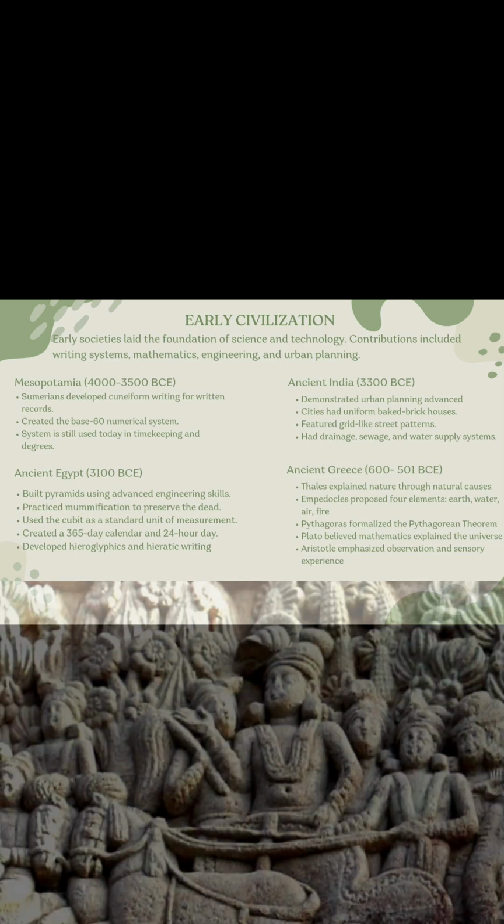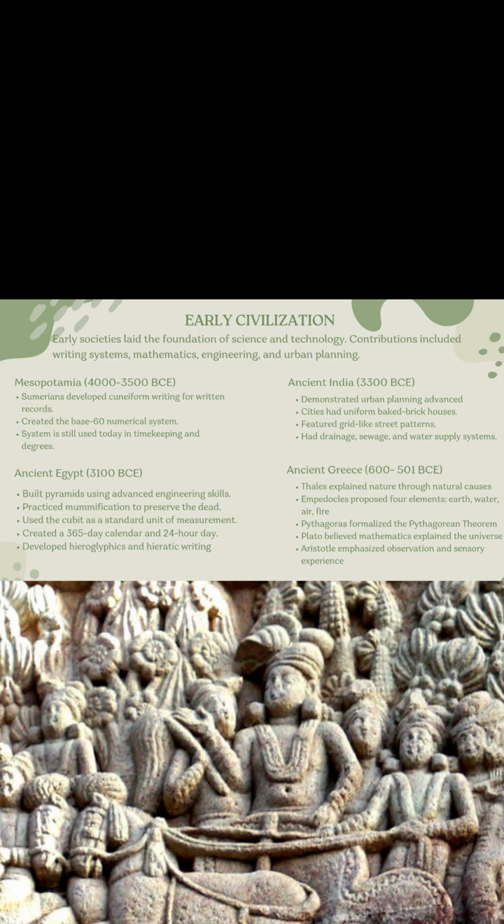Let's move on to ancient India. It was during 3300 BCE. Ancient Indian civilization demonstrated advanced urban planning. Their cities had uniform baked brick houses, grid-like street patterns, and sophisticated infrastructure. This included drainage systems to prevent flooding, sewage systems to maintain cleanliness, and water supply systems to provide fresh water. These developments show early knowledge of engineering and public health.